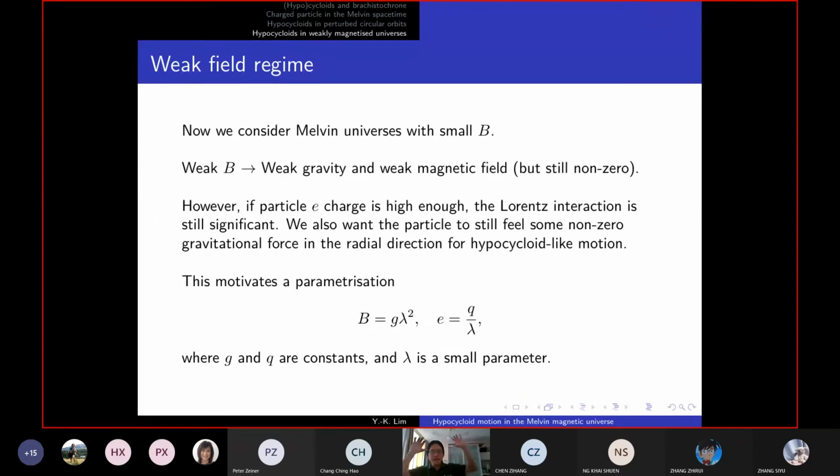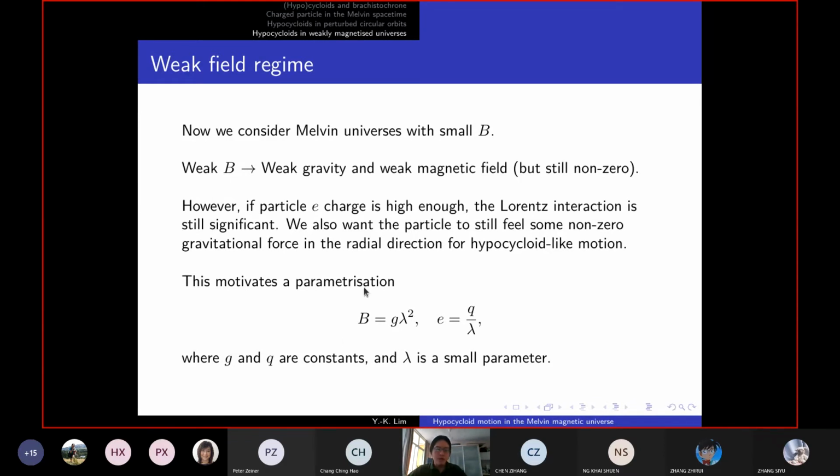I want to weaken my magnetic field, but I also want the hypocycloid motion, right? The hypocycloid motion, the interesting part, comes from the interaction between the electric charge and the magnetic field. It will give you a velocity dependent force. So I want to weaken my magnetic field, but I still want the force there. So in order to satisfy both conditions, if I turn down the field, I need to increase the charge at the same time, so I can still have the relevant situation that I want.